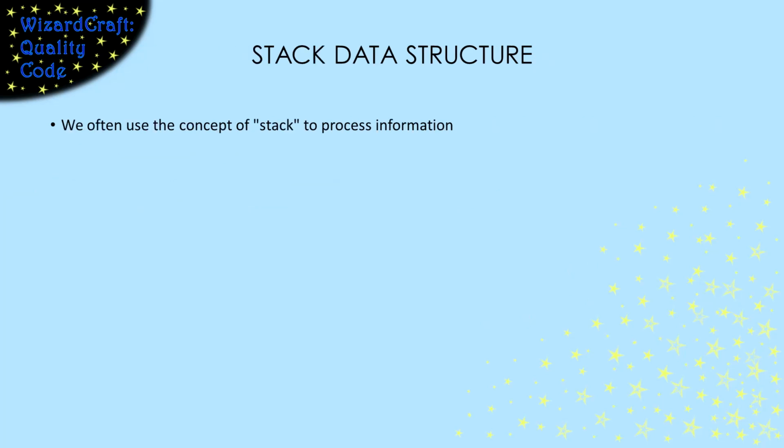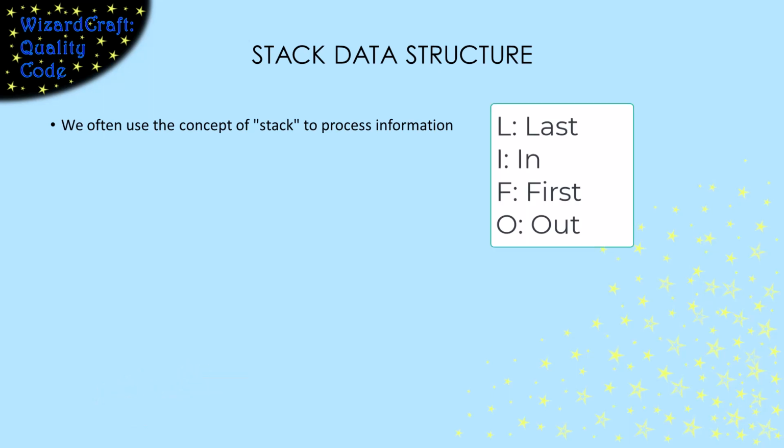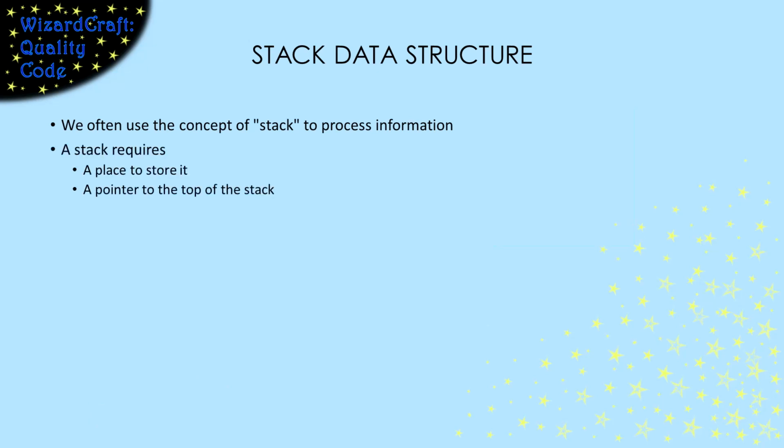The data structure known as a stack behaves just like a stack of dishes. When you put a new one on the stack, it goes on the top, and when you take one off, you take it from the top. For this reason, it's often called a LIFO data structure, last in, first out. So, a stack has to be able to store a bunch of things, and we have to know where the top of the stack is.